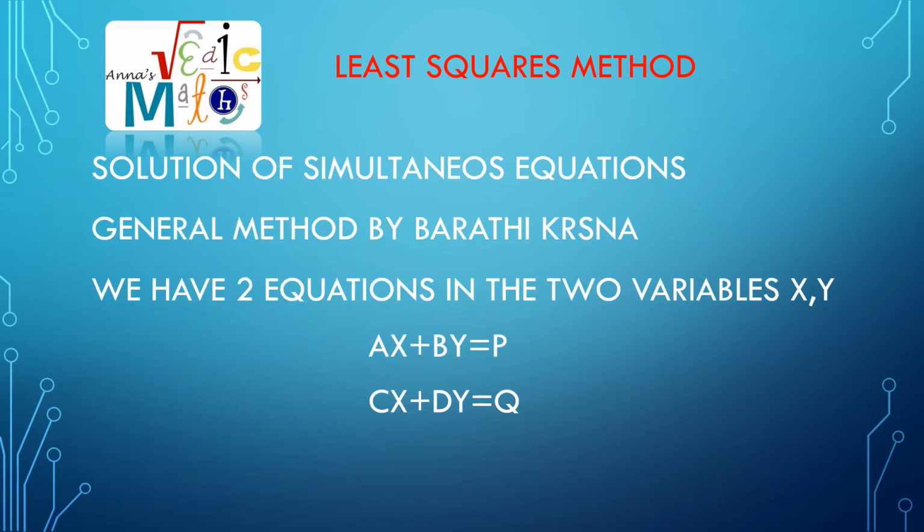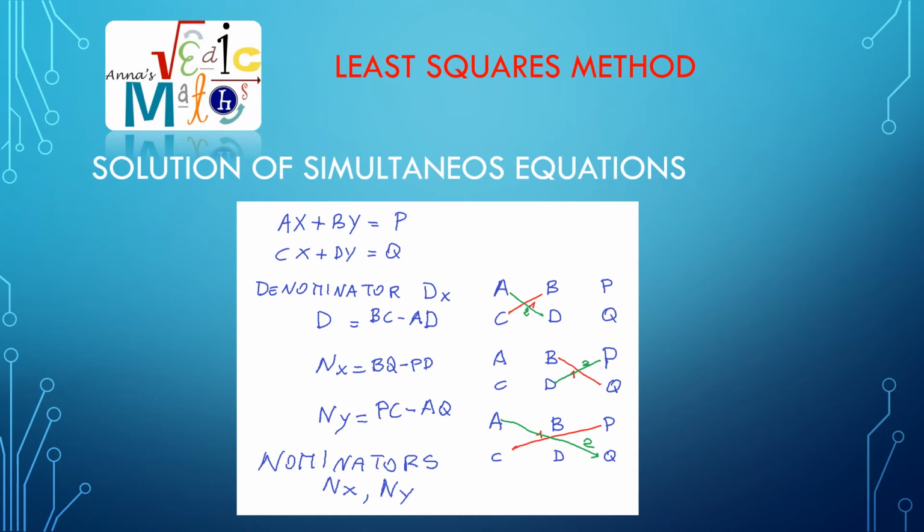Let's remember the solution of simultaneous equations. This method is by Bharati Krishna. We have ax plus by equal p, cx plus dy equal q. The variables are 2, and are x and y. To find the solution, we have to find the numerators and the denominators of the fractions that express x and y. We use vertically and crosswise, using the coefficients of the equations.